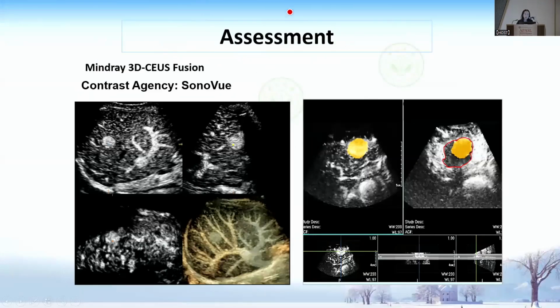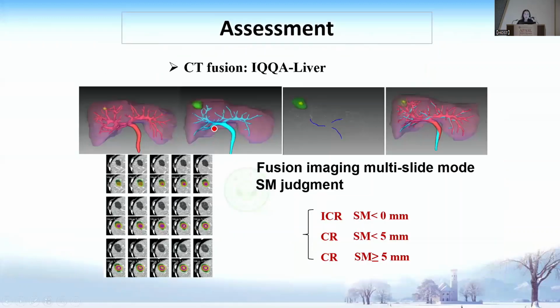About the assessment, we used the 3D ultrasound fusion and the contrast-enhanced ultrasound view. Before ablation, we segmented the tumor, and after ablation, we segmented the ablation area, and then we fused the two images, so we can know the safety margin.